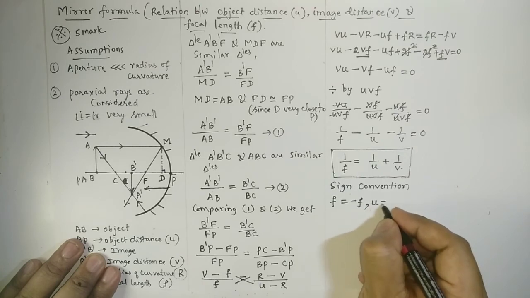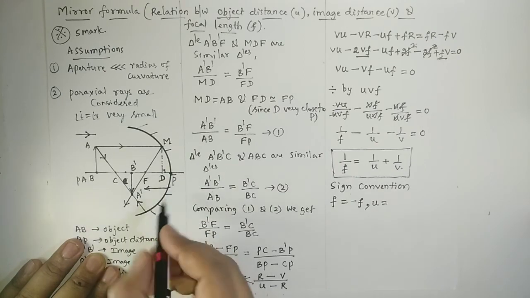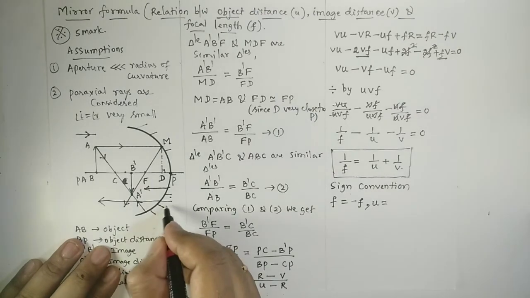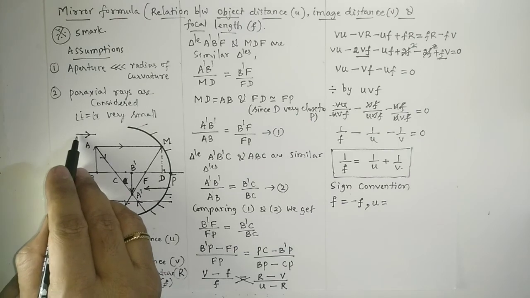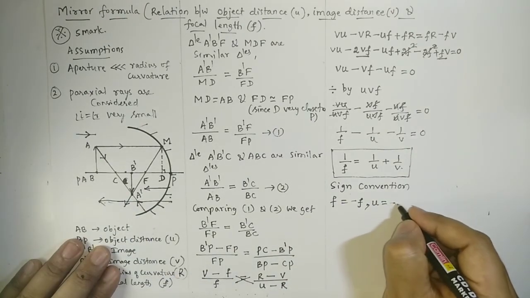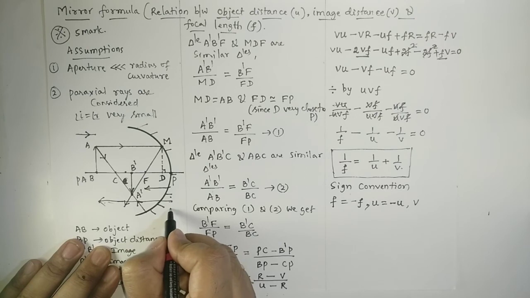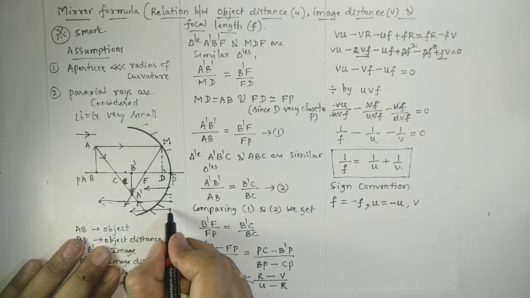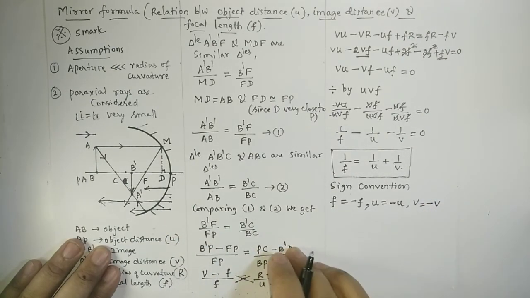Similarly, coming to your object distance. Object distance is the distance of the object measured from the pole. So from the pole to the object is your object distance. Again, the object distance is measured opposite to the direction of incident light, so by convention it becomes negative. Similarly, your image distance, which is the distance of the image measured from the pole, is again measured opposite to the direction of incident light. So v becomes negative here.